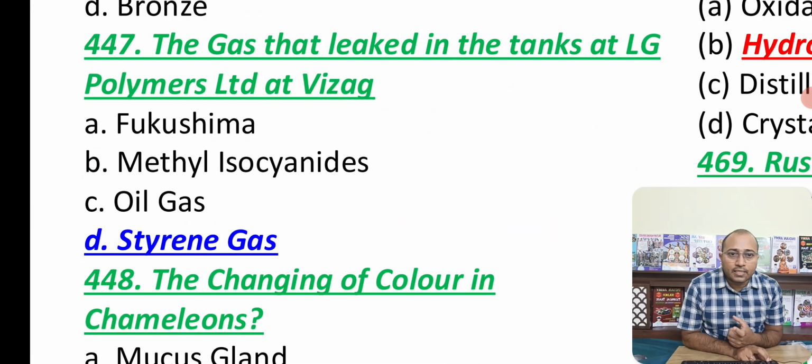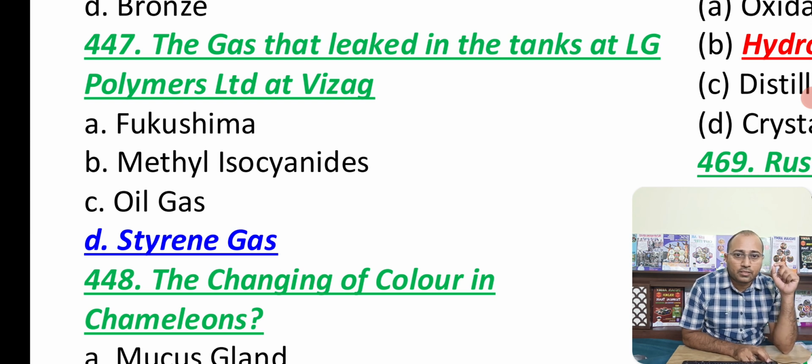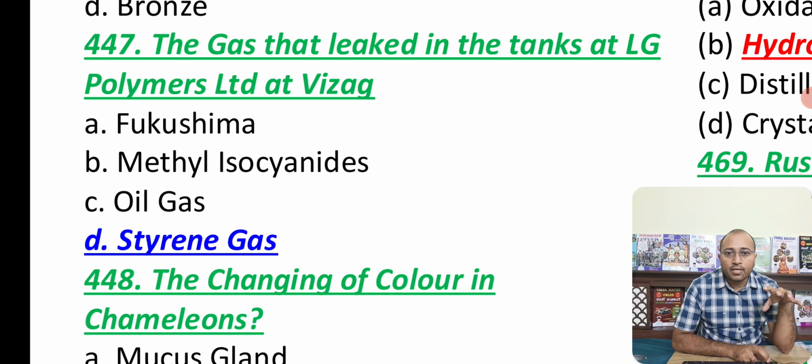The gas that leaked in the tanks at LG Polymers Limited at Vizag. There was an incident in Vizag. There is a company called LG Polymers Limited. In that, recently maximum damage occurred and people have died also. Styrene gas was the one. In Fukushima also a greater incident happened. Methyl isocyanate gas in the Bhopal gas tragedy.